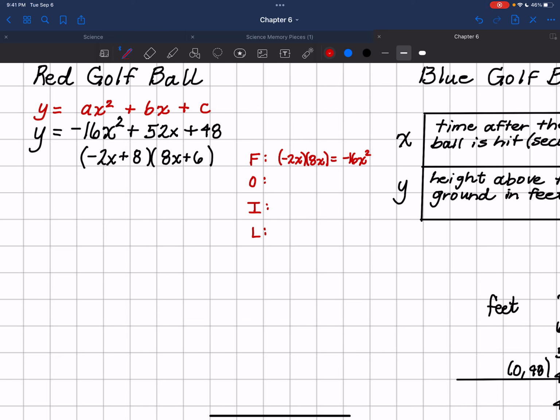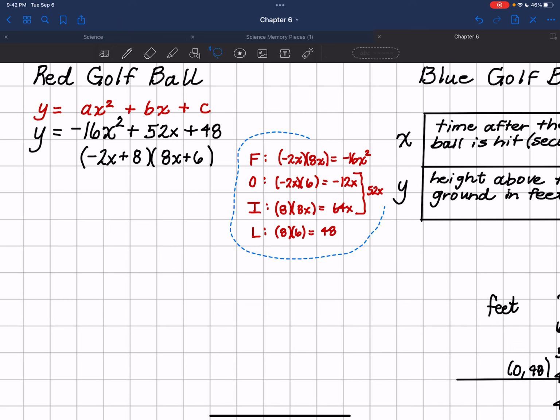So O stands for outside, so you would have negative 2x times positive 6. That is negative 12x. And then the inside terms, you would have positive 8 times 8x, and that's going to be 64x. And 64 minus 12 is 52. So this is looking good. And then the last terms we know will work, because that's how we got those terms, by multiplying 8 times 6. So this does indeed fit the pattern that I need it to fit.